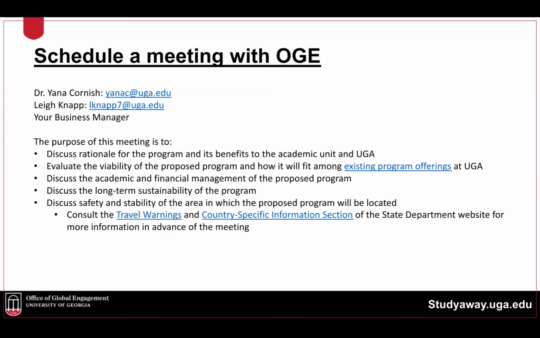And then the last point, as I mentioned in the previous slide, is discussing the safety and stability of the area in which the program is proposed to be located. And so you can click on those links there to get those official State Department travel warnings and country-specific information sections in advance of the meeting, or even during the meeting. We're happy to go over those together in case you need assistance with that website.